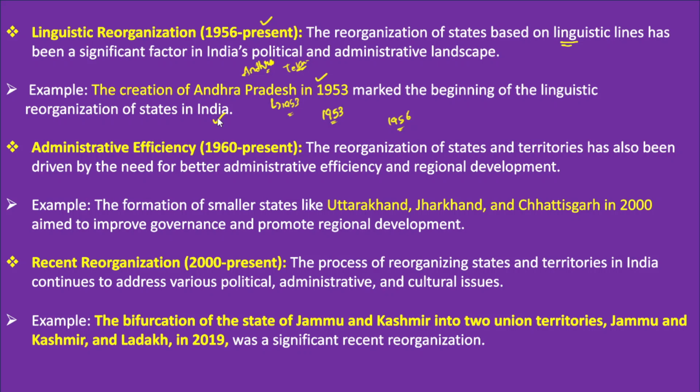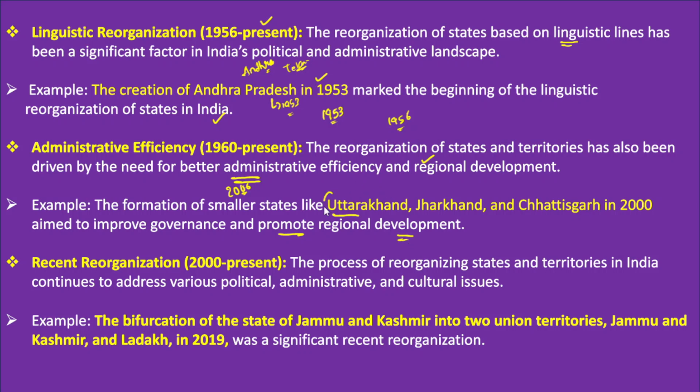Secondly, based on administrative efficiency, different states were formed later. The main reason for the formation of these states was better administrative efficiency and regional development. Because they were considered backward regions, they lacked infrastructure and efficient administration. Therefore, smaller states like Uttarakhand, Jharkhand and Chhattisgarh were formed in the year 2000, and they aim to improve governance and promote regional development.